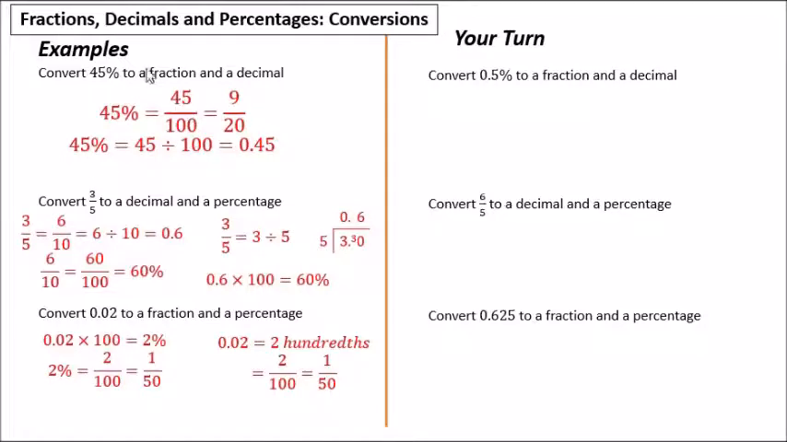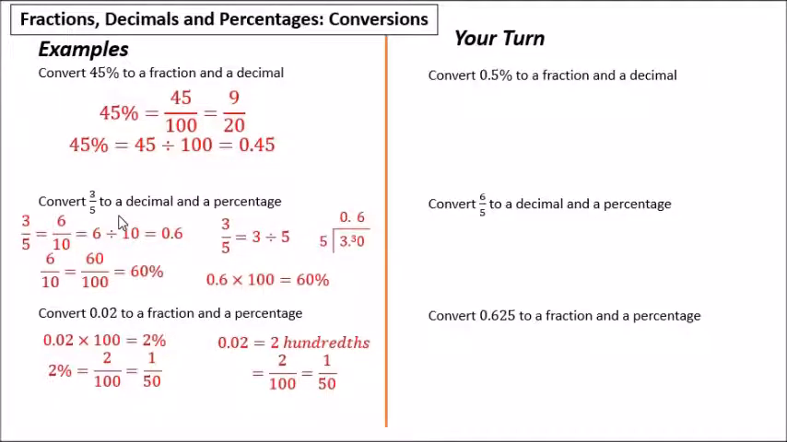If we look at this first example, 45% to a fraction and a decimal, well, percent means per 100, so 45% is 45 out of 100, which we can simplify to 9/20ths, because we can divide the numerator and denominator by 5. 45% also, because it means 45 out of 100, it means 45 divided by 100. So 45 divided by 100 is 0.45.